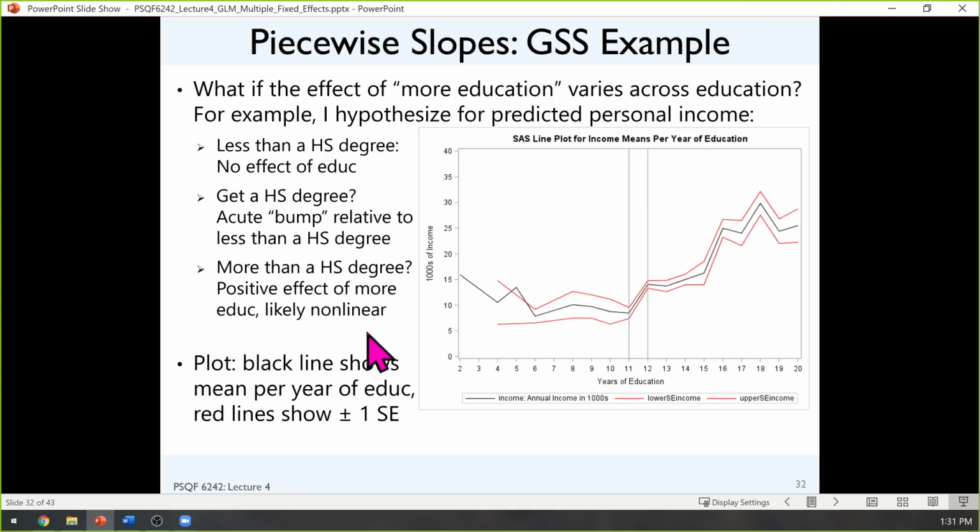So I want to show you how to operationalize this idea that the effect of more education depends on where you are within the scale of education. What we're going to do is carve it up into pieces. We're going to fit, to be consistent with this example, one slope for the effect of education from 2 to 11 years, which I would hypothesize is probably going to be a flat slope, doesn't matter. Another slope that captures the jump from 11 to 12, which it looks like should matter. And a third slope that captures a linear effect of years of education from that point.